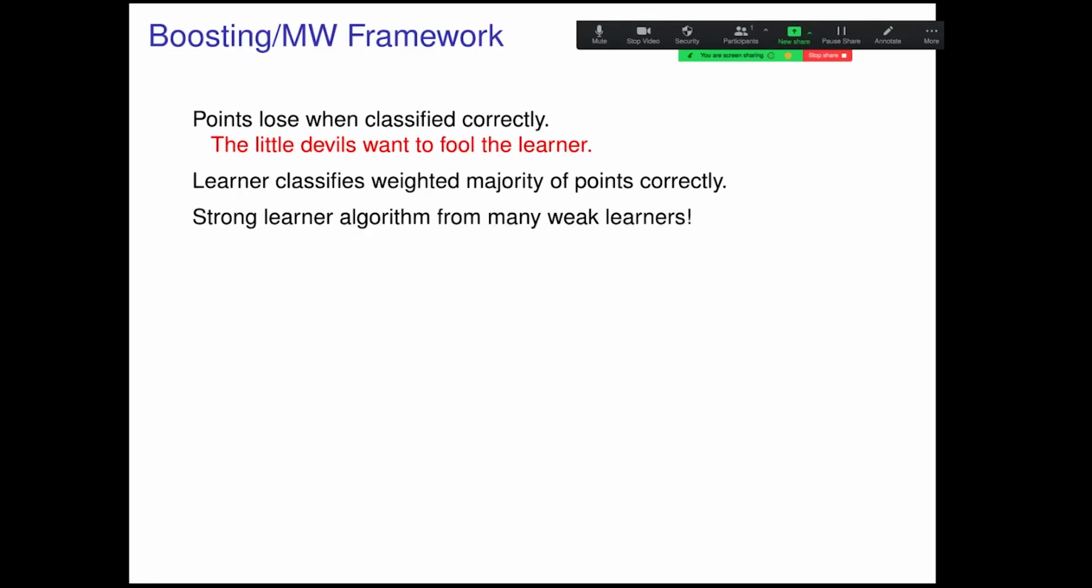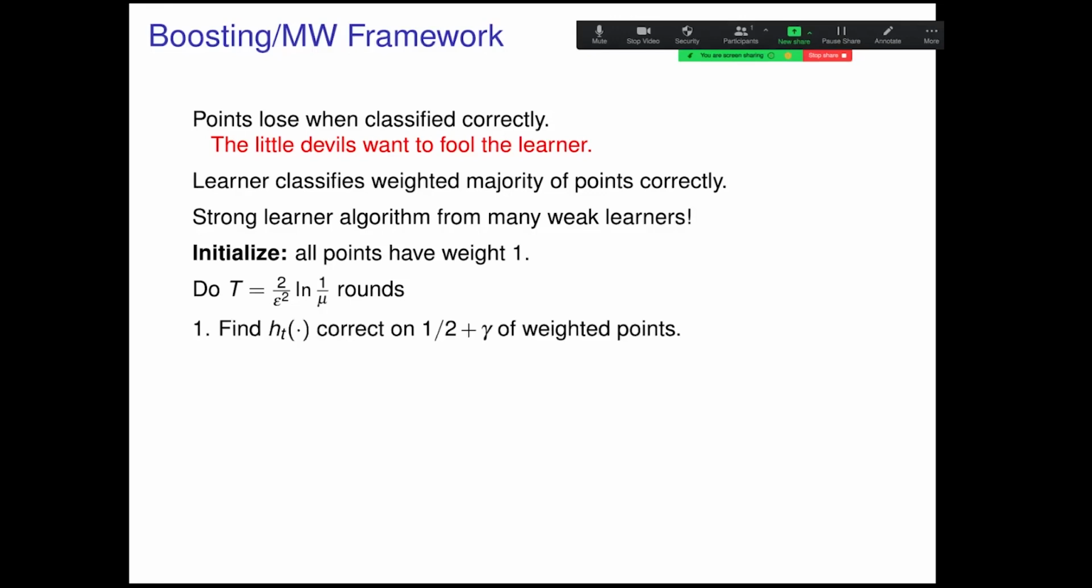Now I'm going to get a strong learner from any weak learners. First of all, I don't know much about these points, so I'm going to weight them all equally. Now, don't worry about the parameters here, but for t rounds I'm going to keep updating my weights. They start at 1, and I'm going to update them. The algorithm produces a hypothesis that classifies 1/2 plus gamma of the weighted points correctly.